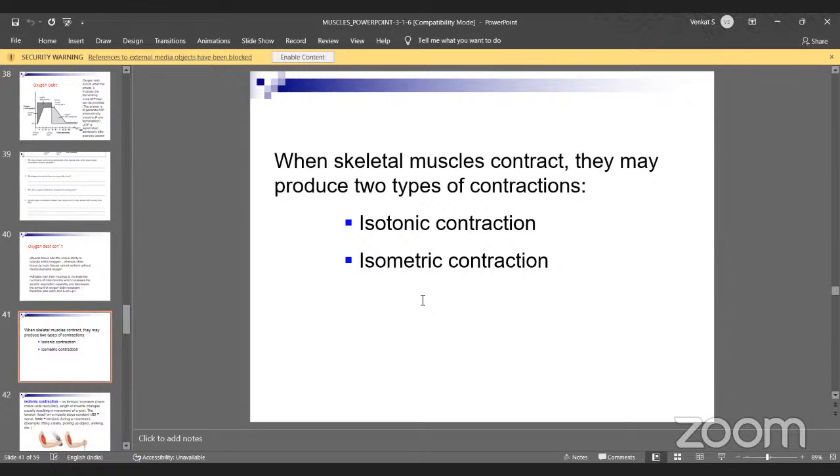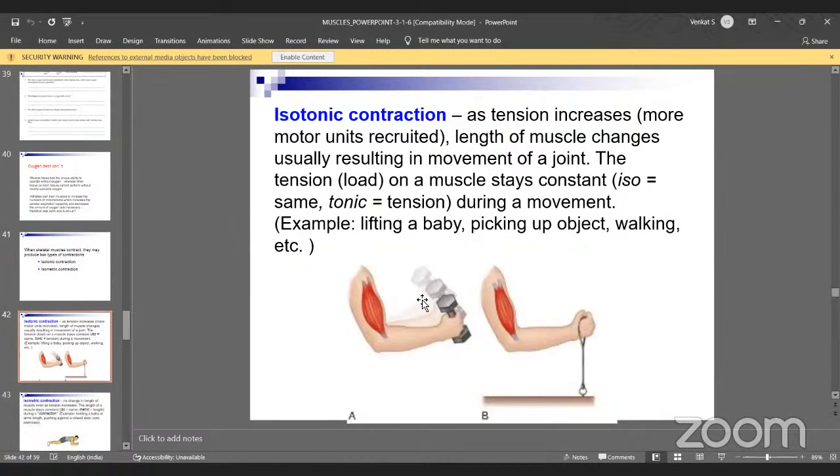When skeletal muscles contract, they may produce two types of contraction: isotonic contraction and isometric contraction. First, isotonic contraction. As tension increases, more motor units are recruited. The length of the muscle changes, usually resulting in movement of a joint. The tension on a muscle stays constant during a movement, for example lifting a baby, picking up an object, walking, and so on. That is called isotonic contraction, muscle movement.